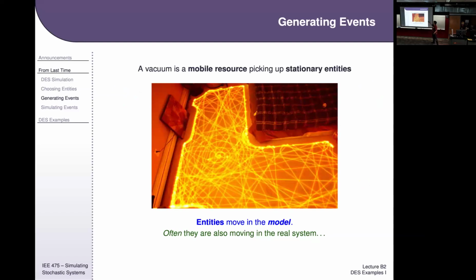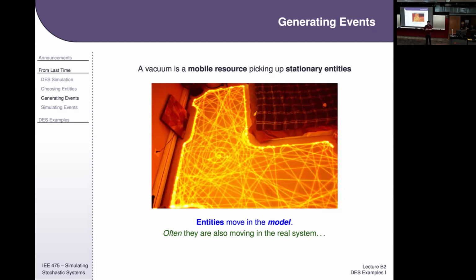And so a vacuum cleaner is, in most models, going to be a resource because it is the limited thing: in order to clean the entire floor, the vacuum cleaner has to hit every portion of the floor. We don't think of the vacuum cleaner as an entity because it's always there. But we think about stuff on the floor as the entities that, as the vacuum cleaner moves around, it generates arrivals. So it is the movement of the vacuum cleaner that generates the arrivals, not the movement of the entities.